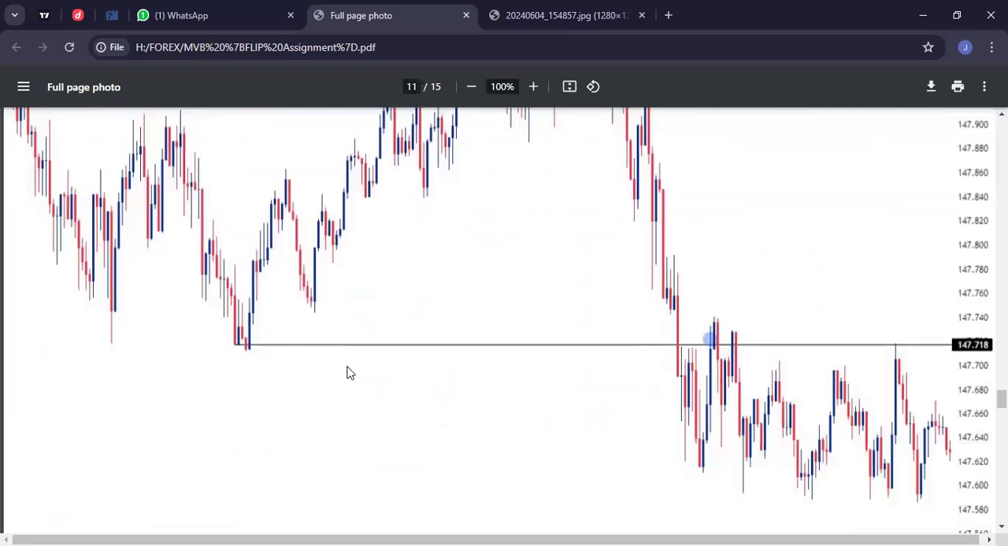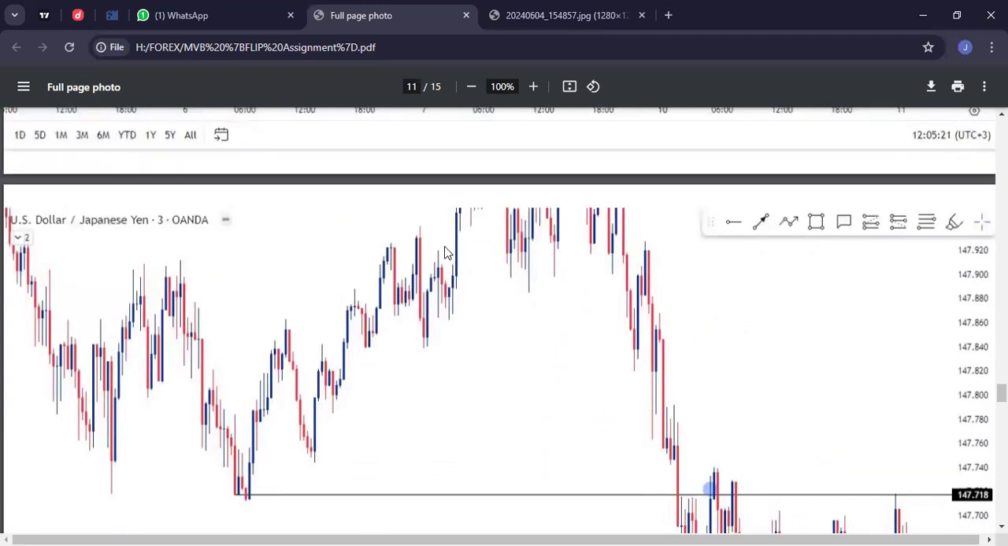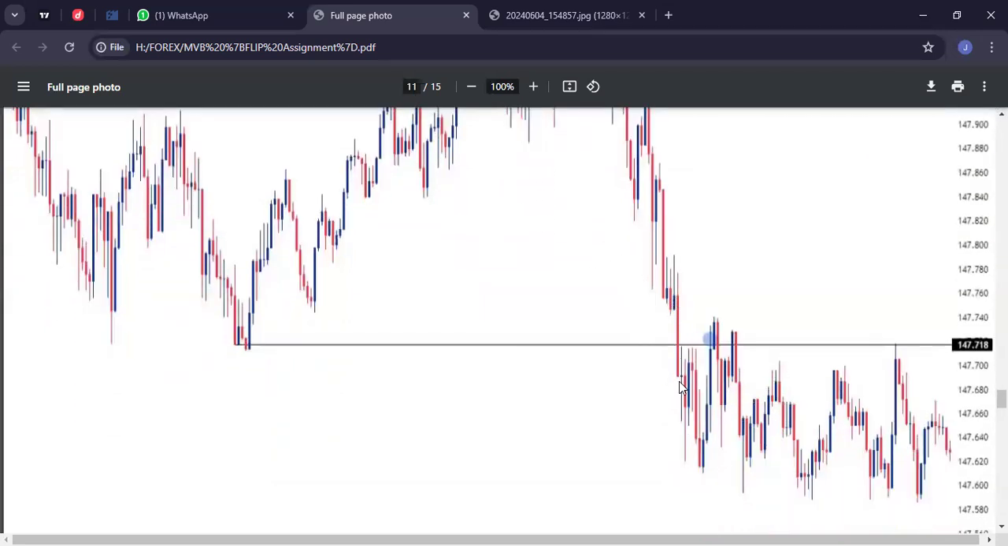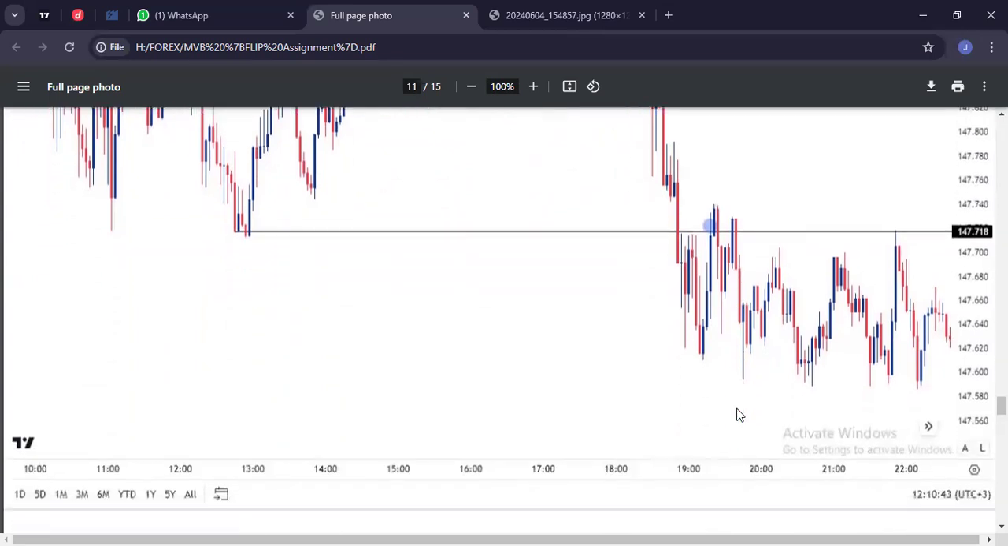Okay, this is another example. As you can see here, a small break of structure, then change of character, then the market performed a very long rounded retest, but failed to manage this liquidity engineering, closed below, market came back, tested, then went down.